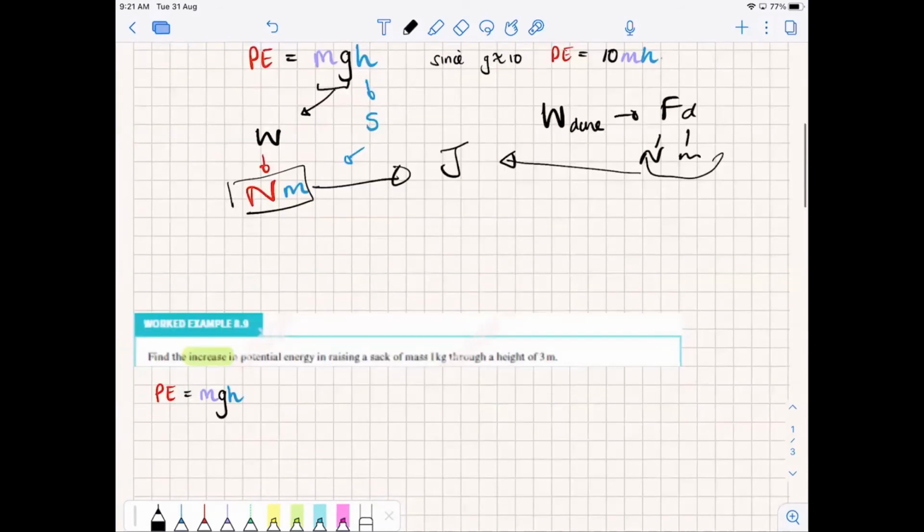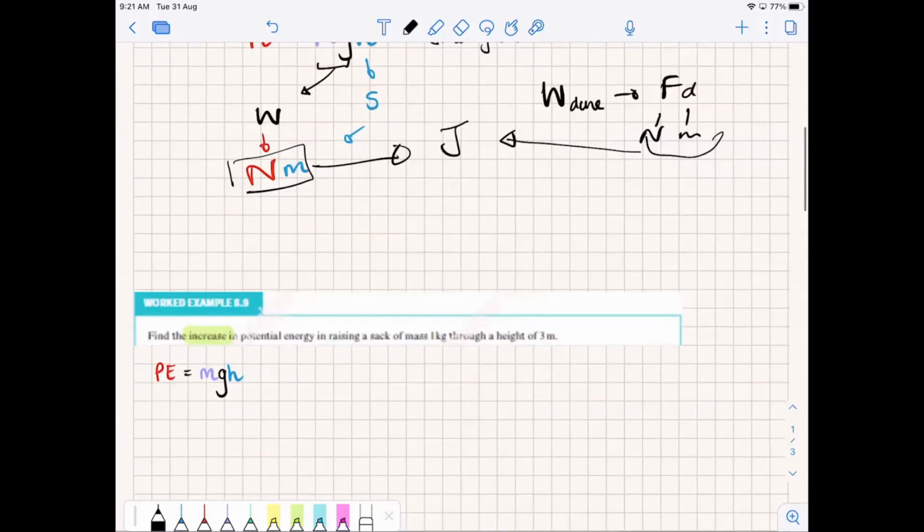Okay, so let's look at some very simple examples to start off with. The first one says: find the increase in potential energy in raising a sack of 1 kilogram through a height of 3 meters. So the key thing here is increase in potential energy. Which way is the ball going? If it's an increase in potential energy, it must be going up.